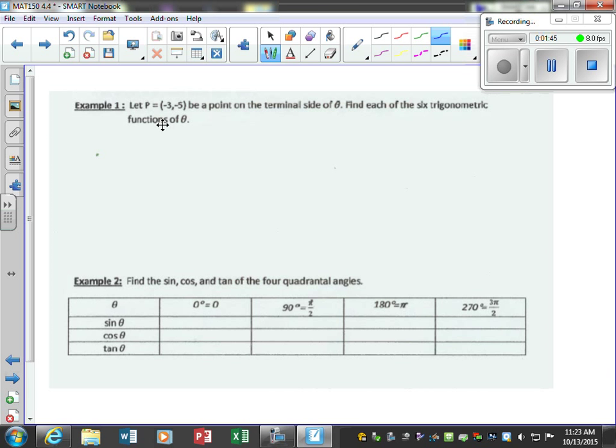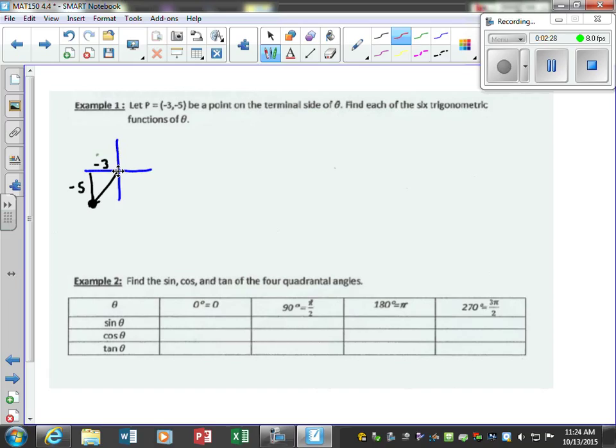Right here, this first example, we have the ordered pair (-3, -5). Find all 6 trig functions of theta. So first, let's just sketch where this point would be so we have an idea of what quadrant it would fall in. If I started at the origin and went an x value of -3, and then I went down -5, I'd be somewhere here in quadrant 3. So let me just draw a sketch. The x value is -3, the y value is -5, so this is my point P, (-3, -5).